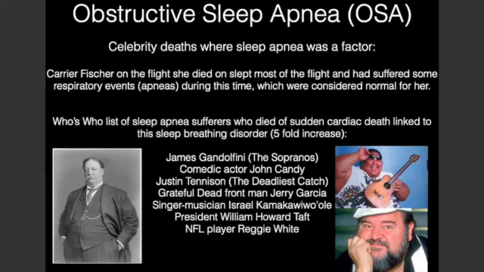John Candy, I don't know if you remember the guy in The Deadliest Catch, the ship captain, Jerry Garcia, this singer in the right upper picture, Israel Kamakawiwo'ole. It's an amazing voice, but he died at 32 of obesity hypoventilation syndrome. President Taft, Reggie White, even, they say, Carrie Fisher on her last flight, they noticed that she was snoring a lot while sleeping, and that was normal for her.